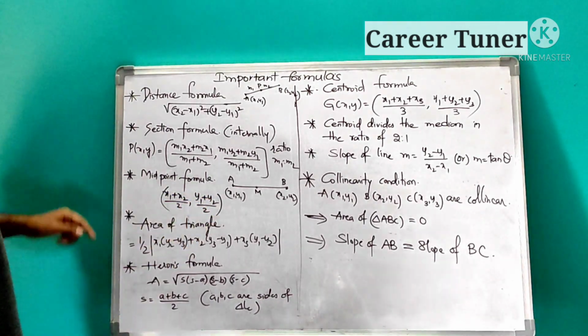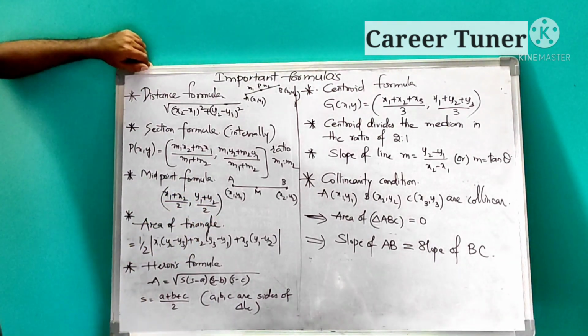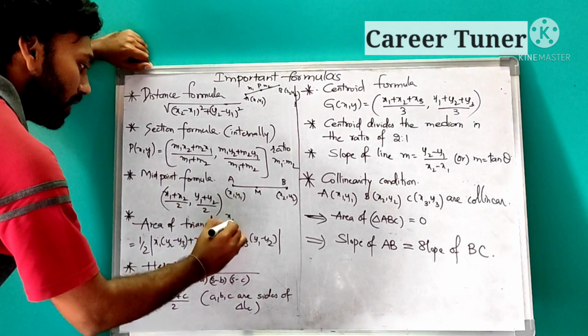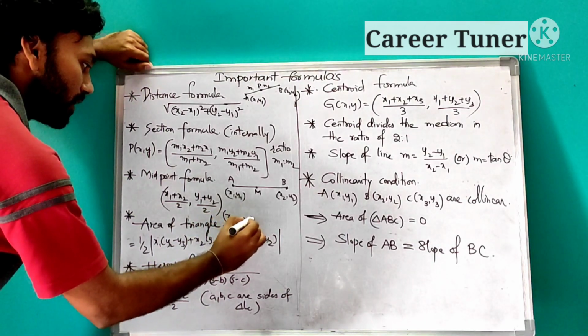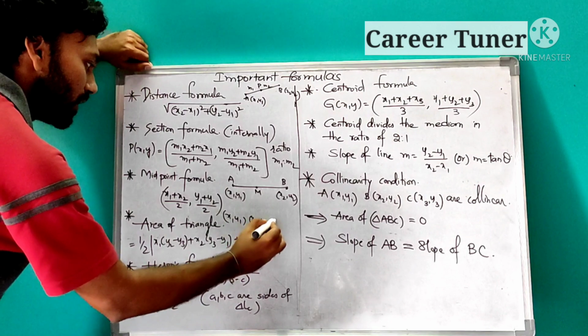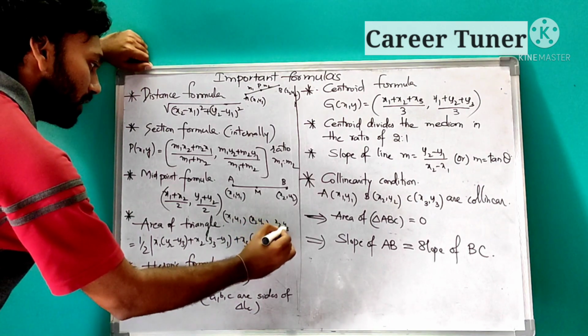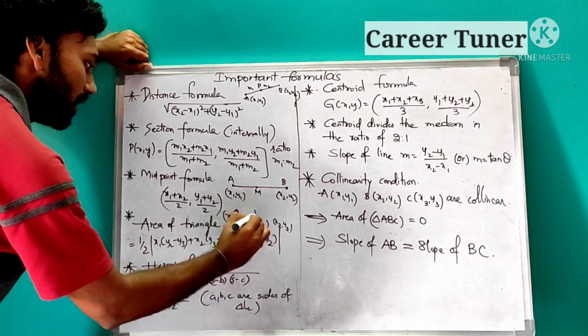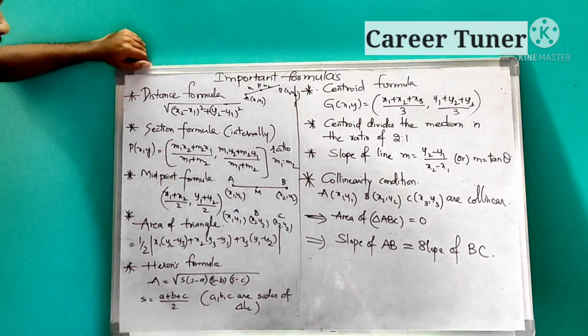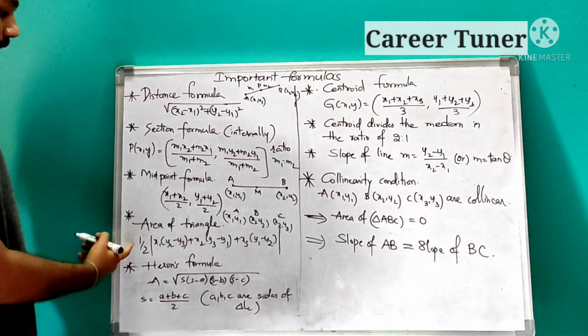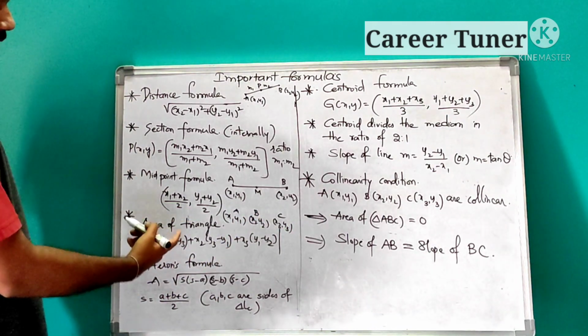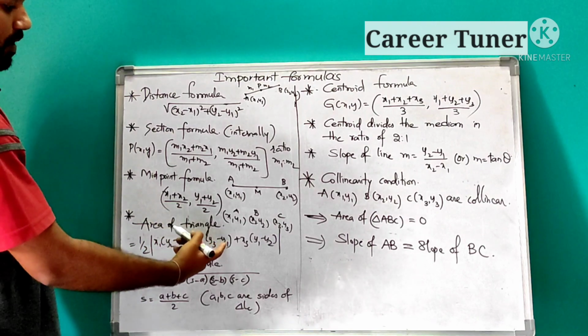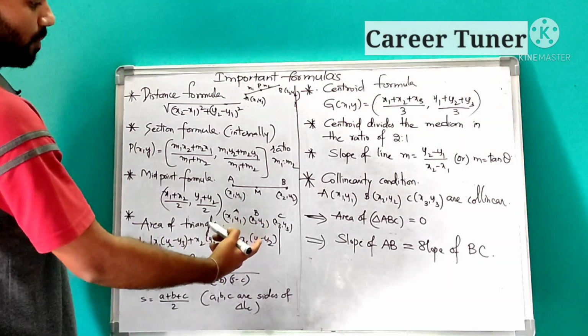Next, area of the triangle. If 3 coordinates are given, (x1, y1), (x2, y2), and (x3, y3), let us imagine these 3 points as A, B and C. Then what is the area of triangle formula? Half mod of x1 into (y2 minus y3) plus x2 into (y3 minus y1) plus x3 into (y1 minus y2).